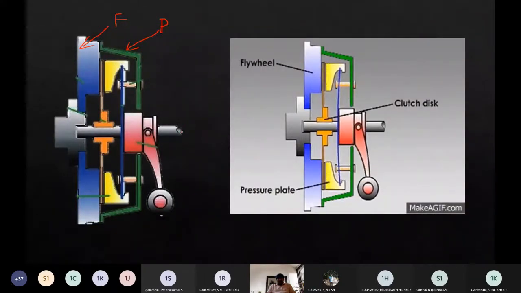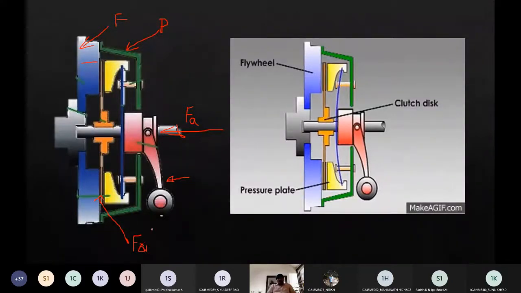Now whenever you press the clutch pedal in a car, an axial force is applied here. This axial force we call FA. Because of this axial force, there will be a pressure developed on the small part which you see here. This part is called the friction plate.